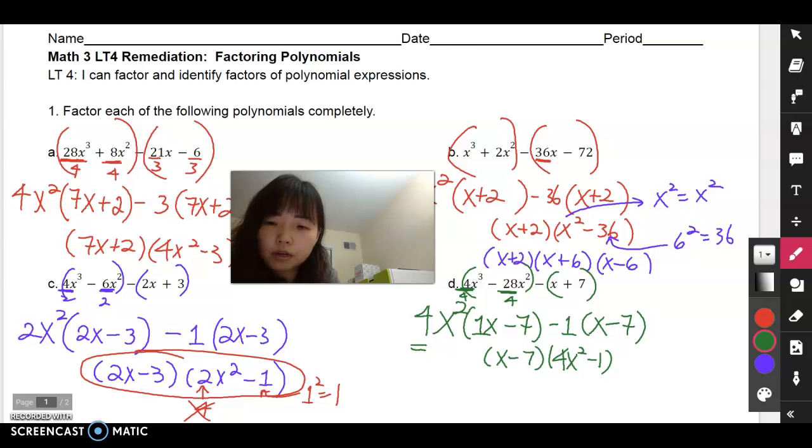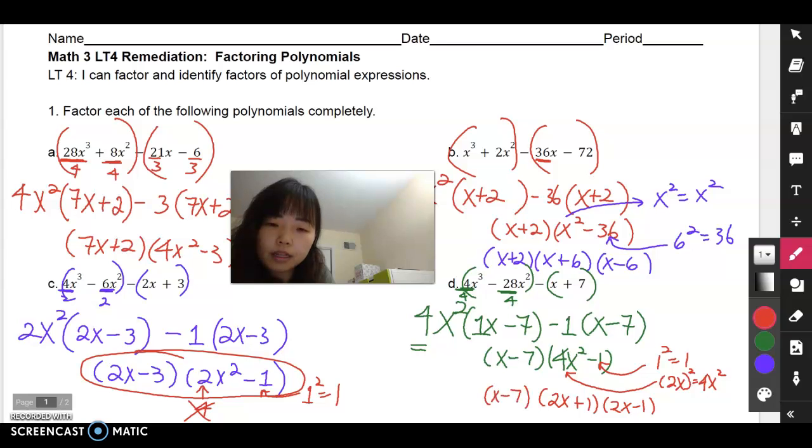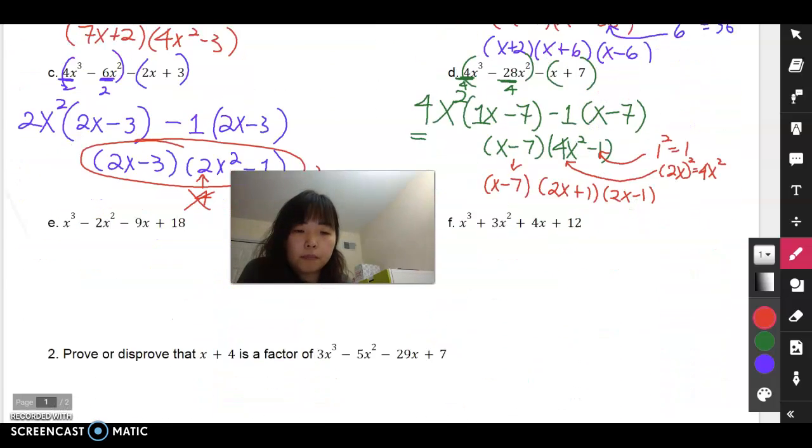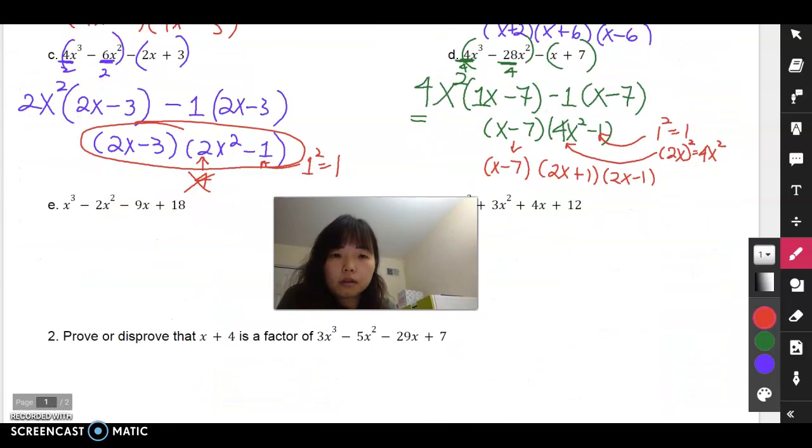Now for this one, let's check. 1 squared is 1, that's true. What about 4x squared? Isn't 2x squared 4x squared? Right? So that one we have to do more and say 2x plus 1, 2x minus 1. And just bring down the x minus 7. So there, let's do a couple more.